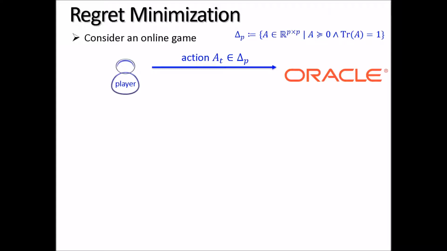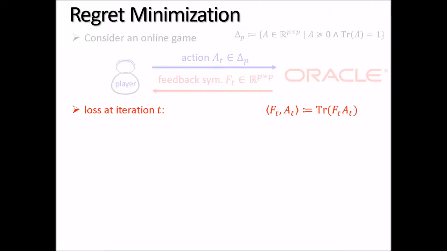Then the oracle spells out a feedback matrix that is, say, symmetric and also p by p dimensional. Now the so-called loss of the player at iteration t is the inner product between the loss matrix and his or her action, and it's defined just to be the trace of the two matrices multiplied together. So this is the inner product between two matrices, and the so-called total loss of the player is just the total loss over all the iterations.